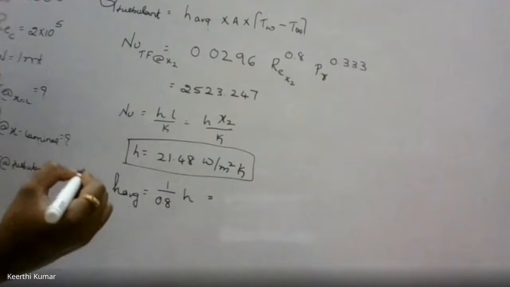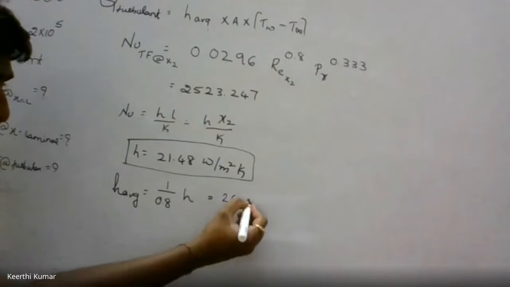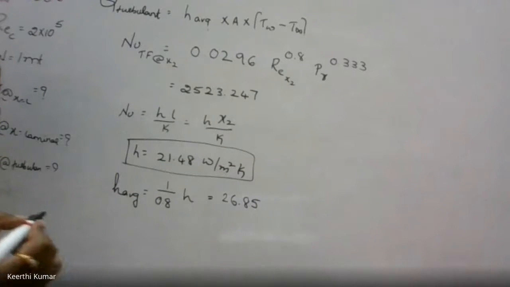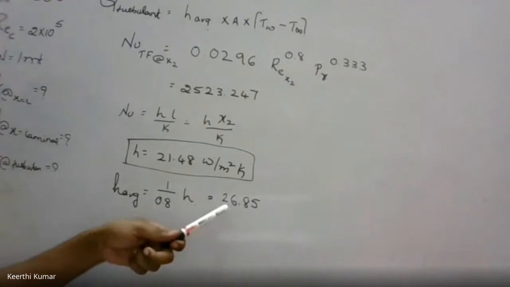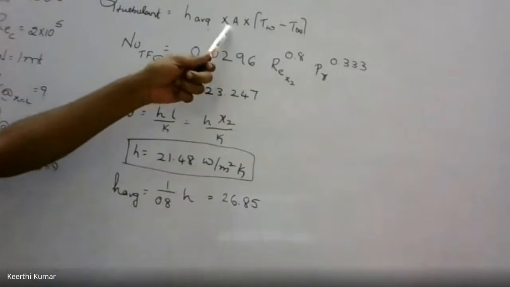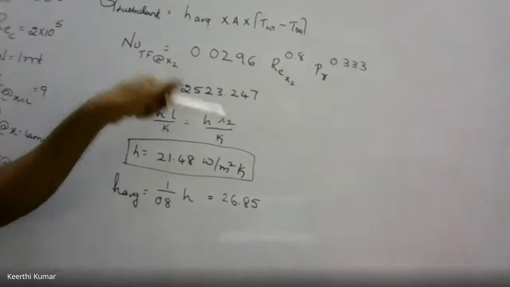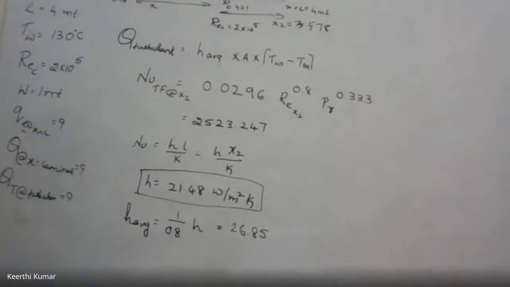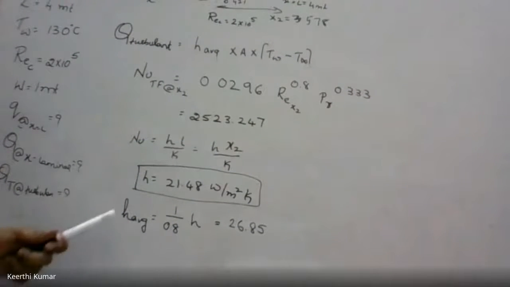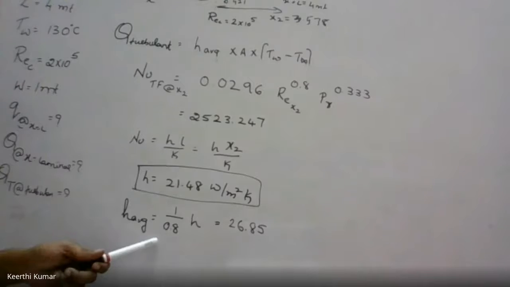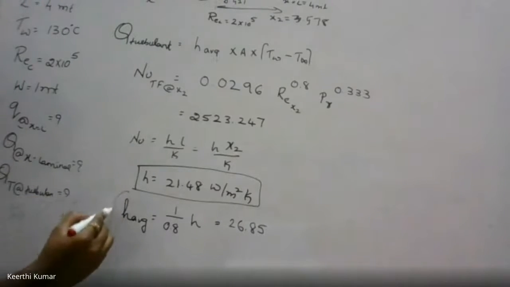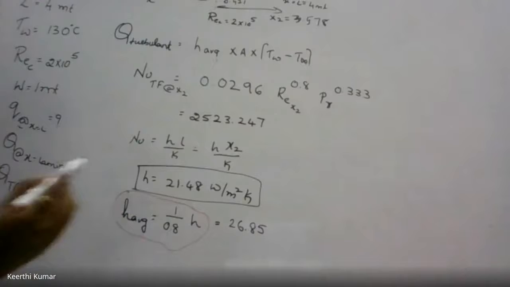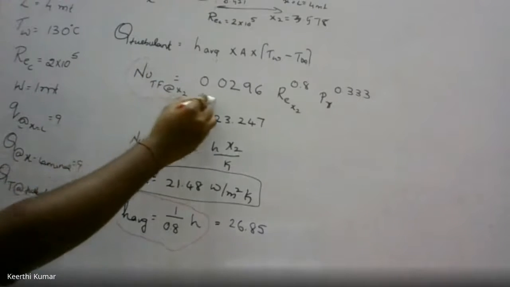So this value I got as 26.85. So substitute this h average and the area here and get the value of Q for the turbulent region. Can you do it? Any doubts, please tell me. Whatever the changes, I'll mark in red color. These are the changes compared to the laminar and turbulent flow, and this formula is changed.